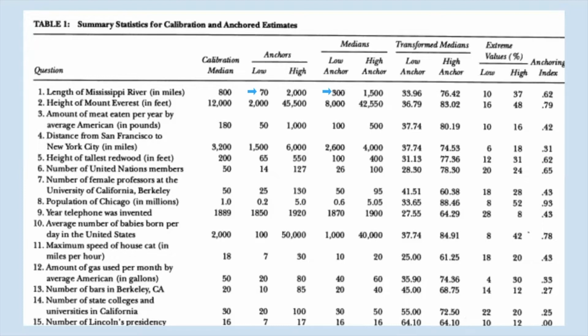In our study, we wish to see how different feelings could impact these anchors. And we based our anchors from this table from Jacowitz and Kahneman from 1995, which had both low and high anchors, as you can see here, for different questions such as, is the maximum speed of a house cat faster or slower than 7 miles per hour?